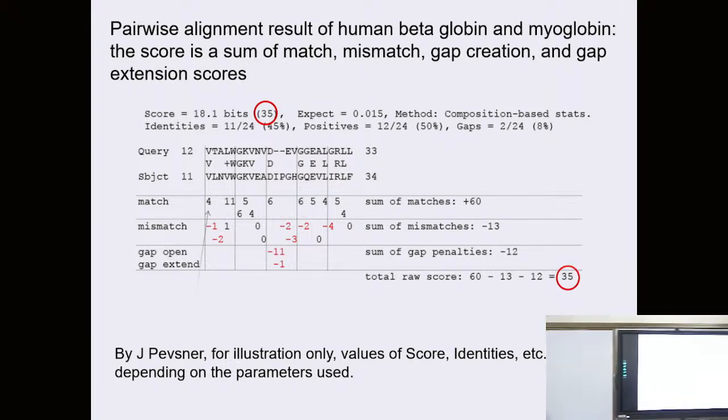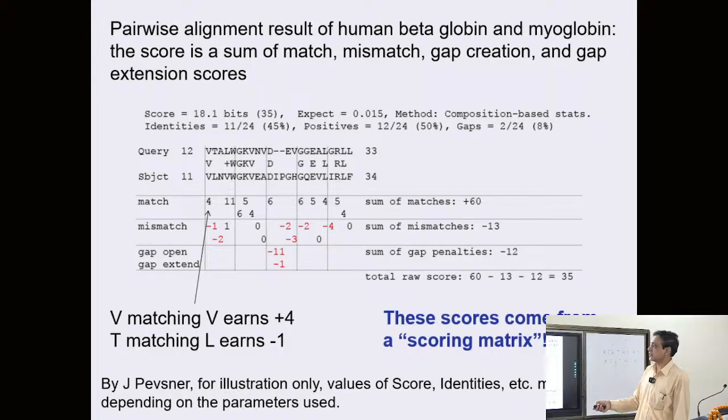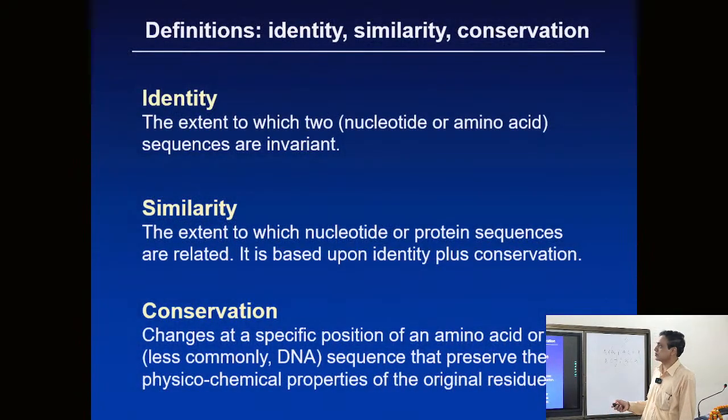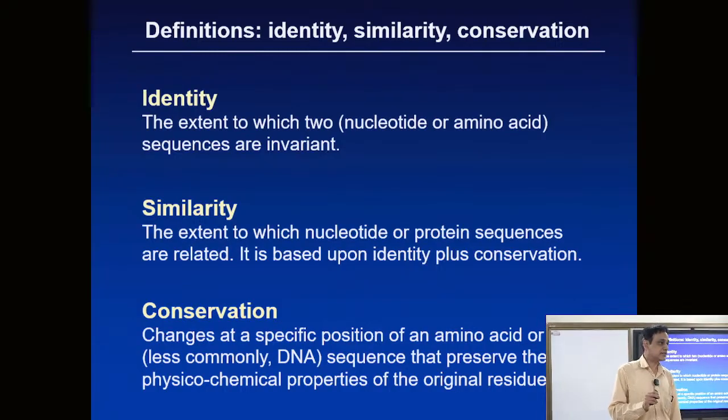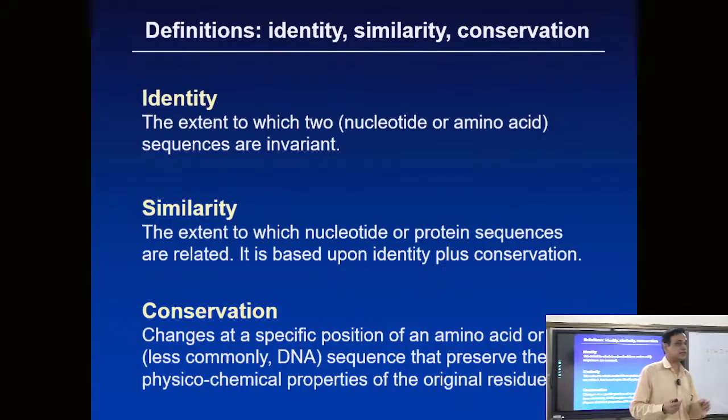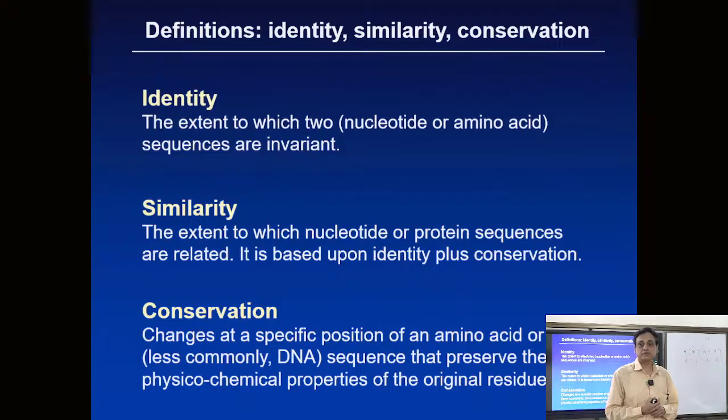Okay. So yeah, these scores are coming from a scoring matrix, and we discussed identity and similarity. So similarity includes identity as well as the mismatches that get positive scores. And conservation is, of course, when residues are evolving and they are changing, yet the scores are positive because those residues share similar physicochemical properties. So that's conservation.